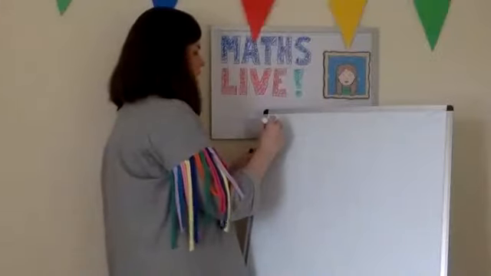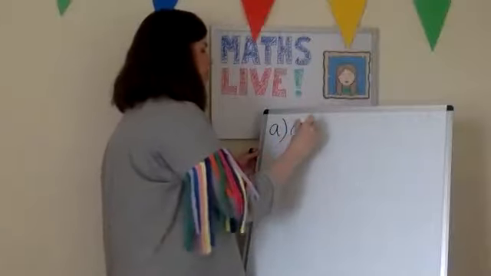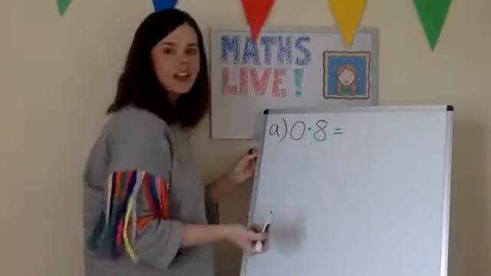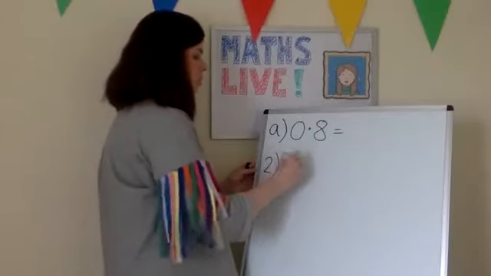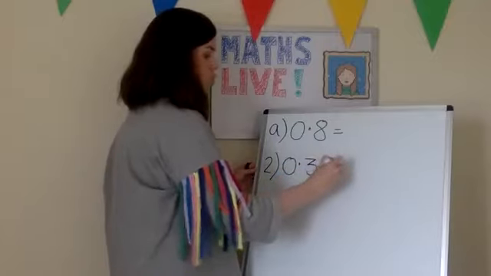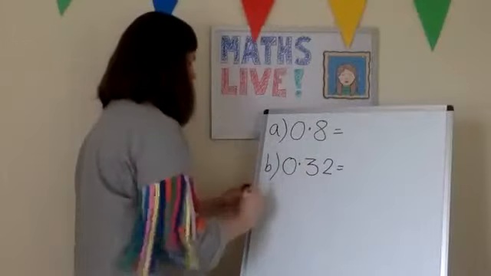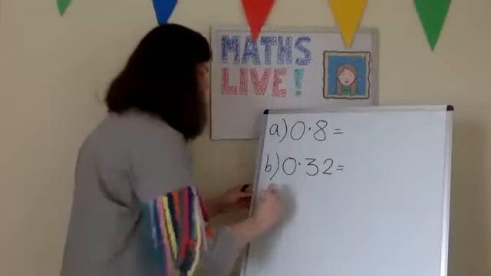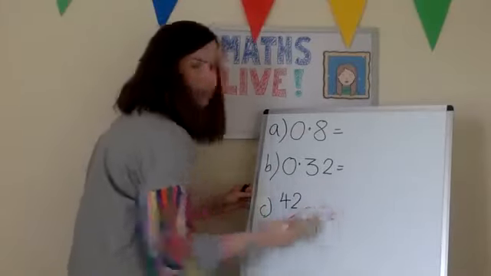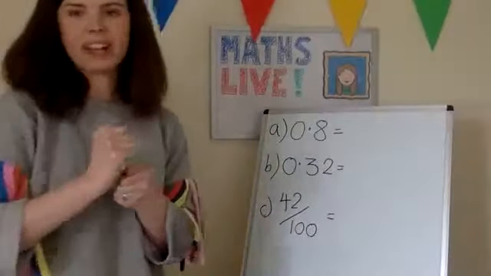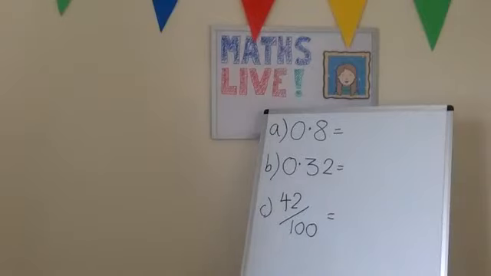So I'm going to put A. So A is 0.8. So I'd like that as a fraction. Number 2 is 0.32. I'd also like that as a fraction. B. C. Let's say 42 over 100. I'd like that as a decimal. There's the first 3, and then we'll have a go at another 3 after that. Let's have a look.